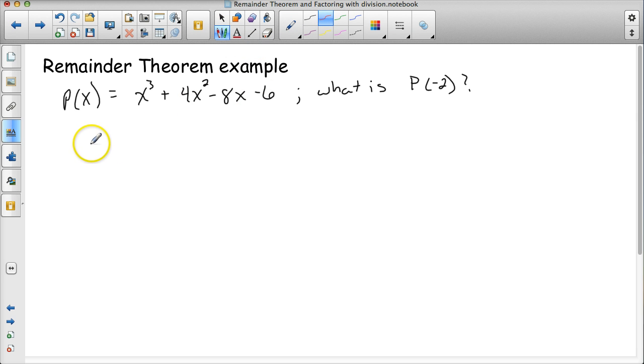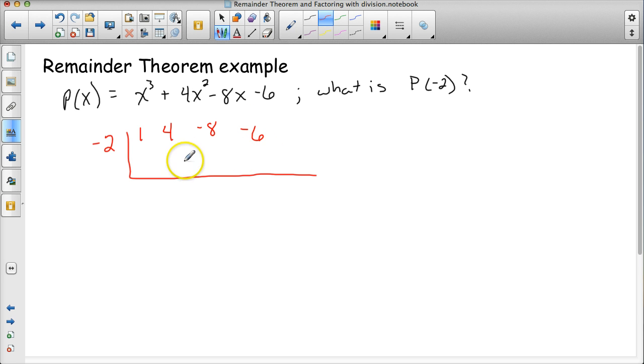First thing we're going to do is take our negative 2 and put it on the outside of our synthetic division symbol. And we're going to use the coefficients of our polynomial inside. So the coefficient of x cubed is 1. The coefficient of x squared is 4. The coefficient of x is negative 8. And our constant is negative 6.